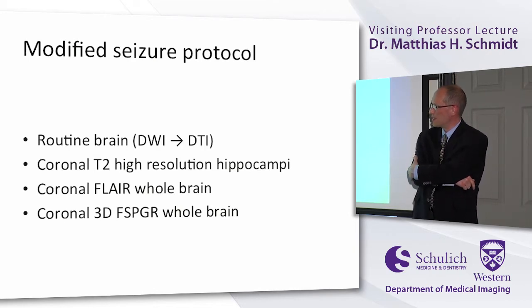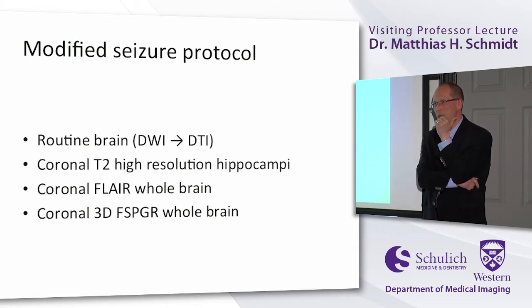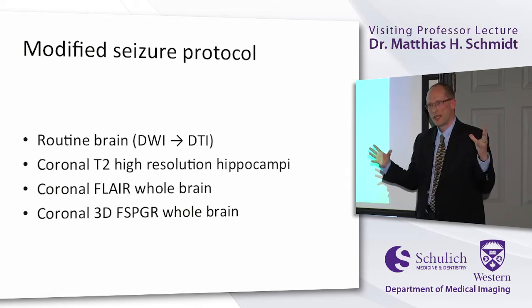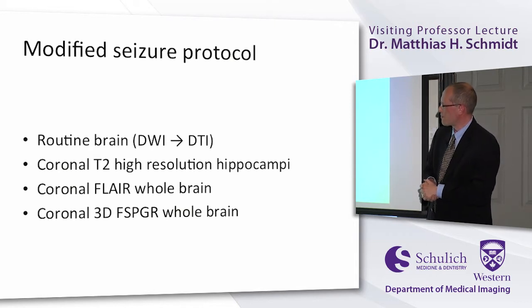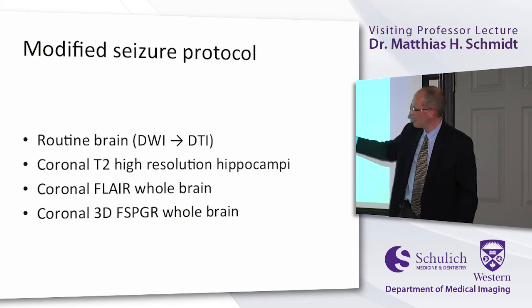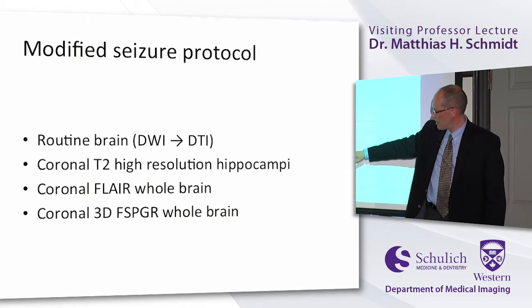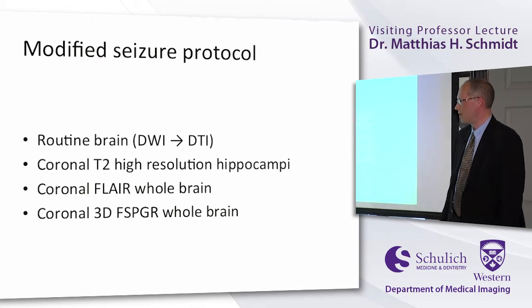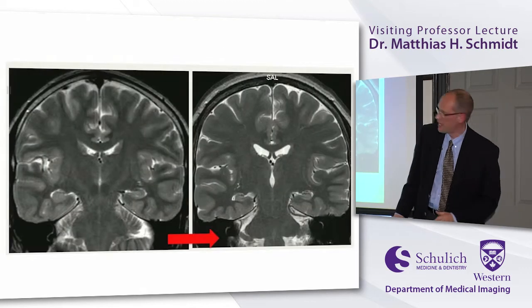We improved the coronal T2 view of the hippocampi, which of course always should be angled to the temporal lobes, but which can be further improved by increasing the numbers of excitations, by optimizing our matrix and bandwidth, and I'll show you an example of that. We cover the whole brain with FLAIR for lesion detection, and we cover the whole brain with a 3D volume acquisition for detailed anatomy.